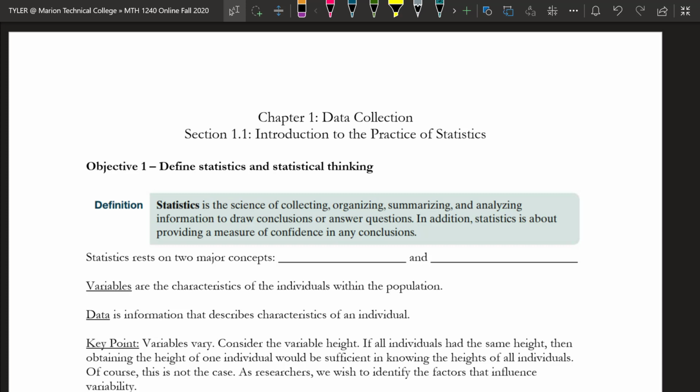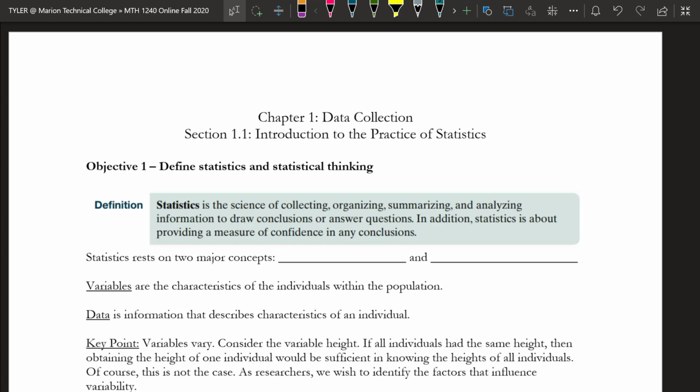A lot of this chapter you'll find is terminology and just being familiar with terms that we use in statistics, and also laying a foundation of some different types of studies, different ways to collect data, so we can begin doing some more calculation type things later on in the course. So section 1.1 is titled Introduction to the Practice of Statistics.